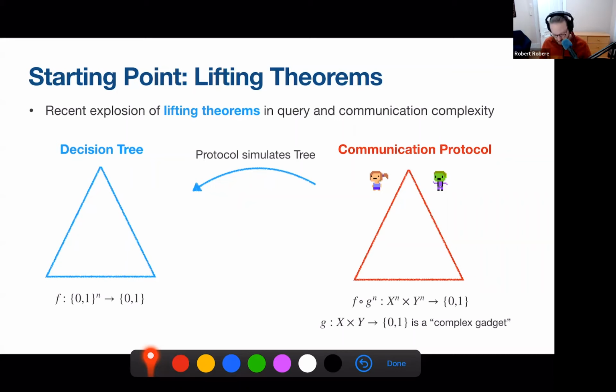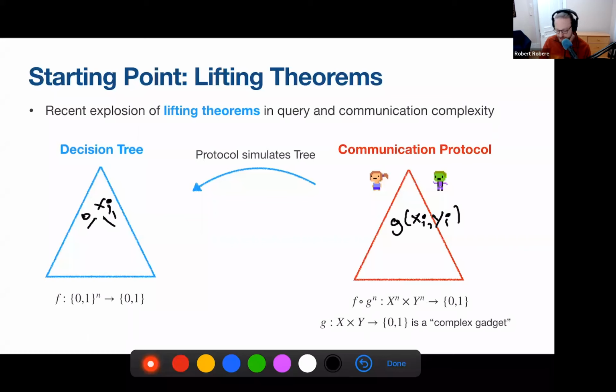If the decision tree is going to query some variable x_i, and then it gets 0 or 1, say, then Alice and Bob can simulate this query by just evaluating the gadget g(x_i, y_i). Maybe Alice sends her input x_i to Bob, and then together they can evaluate the gadget and continue on like that. So in this way, it's not hard to see that for these composed functions, the decision tree complexity is clearly an upper bound on the communication complexity.